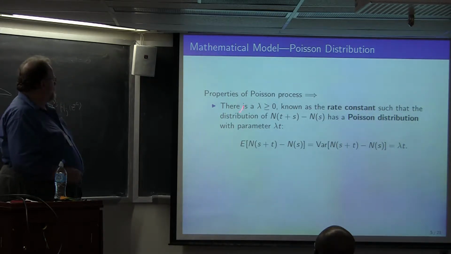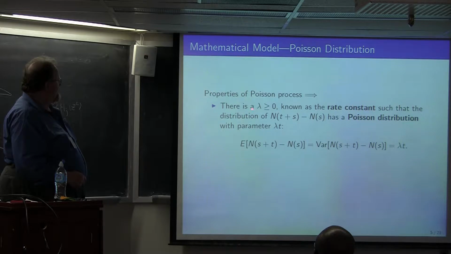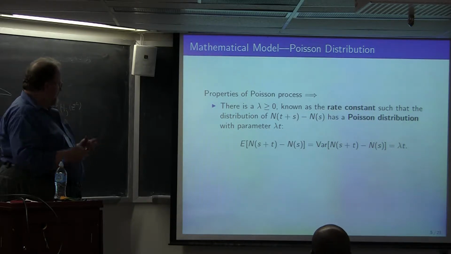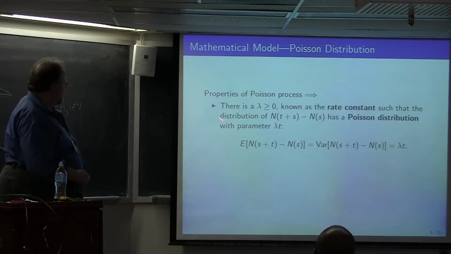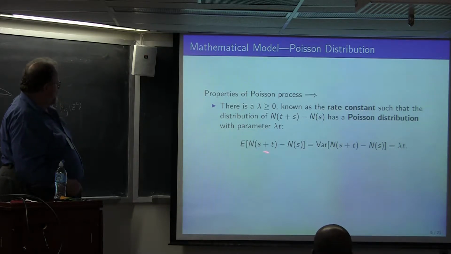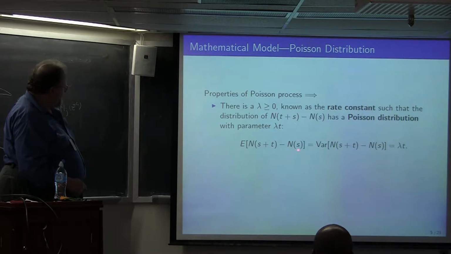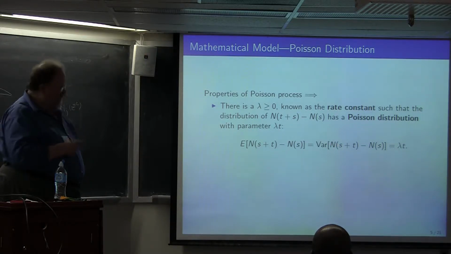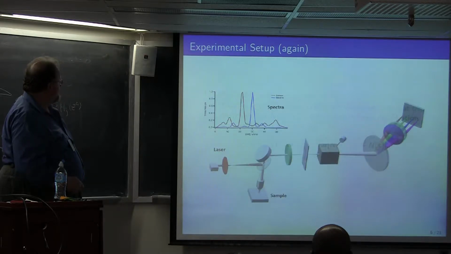The Poisson process has a lambda, which is the rate constant. That's the average number of photons you expect to see per second, so it's how quickly on average the photons are coming in. The expected value of the number of photons starting at time s and going to time s plus t is the same as the variance. That's important. The expectation and the variance are the same, and it's lambda times the length of the interval. So this is Poisson. I didn't know anything about a Poisson process before I started this. Okay, so here is the experimental setup again.